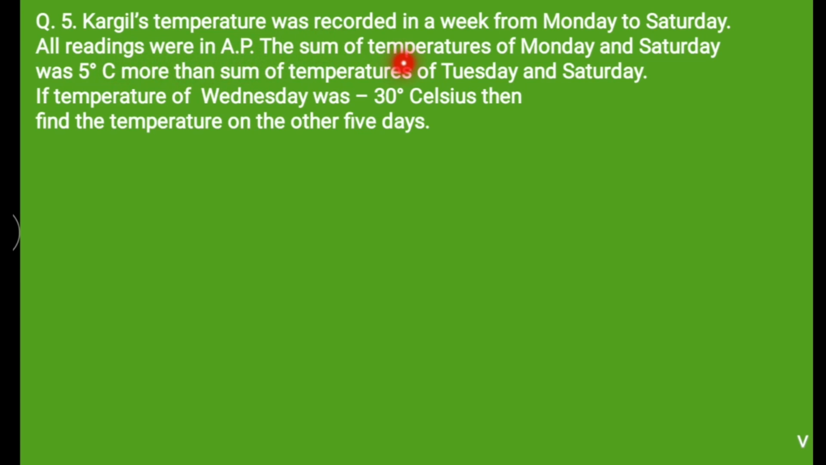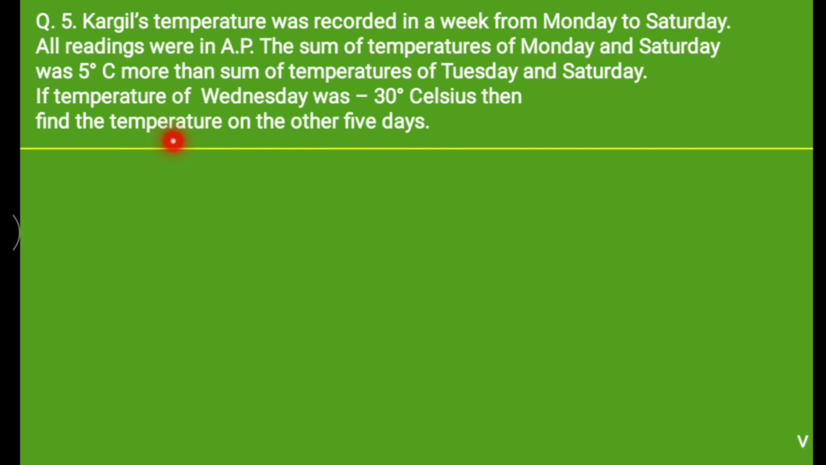Kargil's temperature was recorded in a week from Monday to Saturday. All readings were in arithmetic progression. The sum of the temperatures of Monday and Saturday was 5 degrees Celsius more than the sum of temperatures of Tuesday and Saturday. If the temperature of Wednesday was minus 30 degrees Celsius, then find the temperature of the other 5 days.